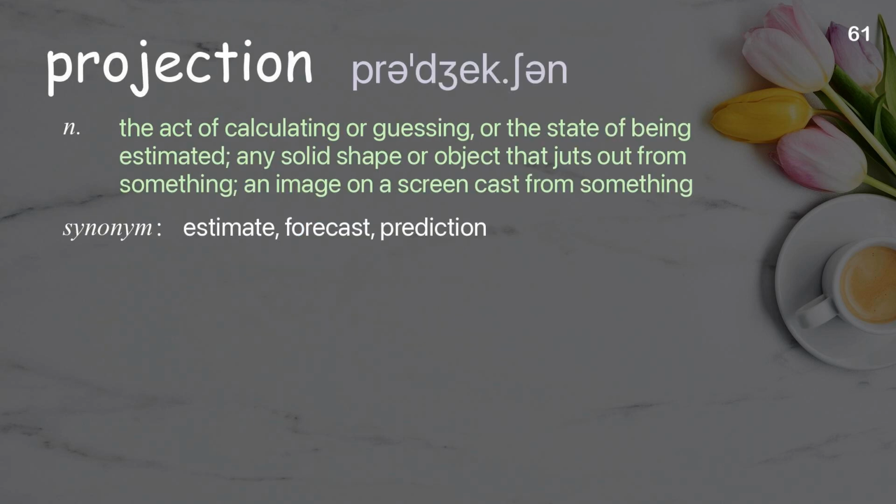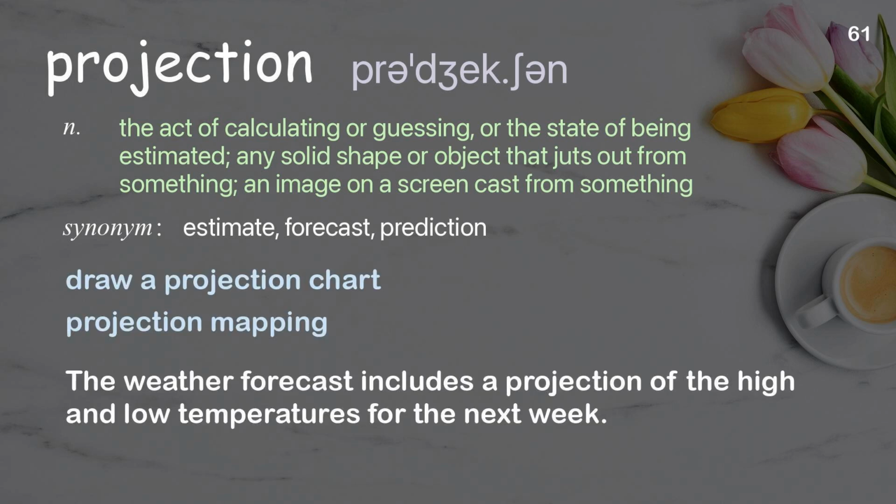Projection. The act of calculating or guessing, or the state of being estimated; any solid shape or object that juts out from something; an image on a screen cast from something. Examples: Draw a projection chart. Projection mapping. The weather forecast includes a projection of the high and low temperatures for the next week.